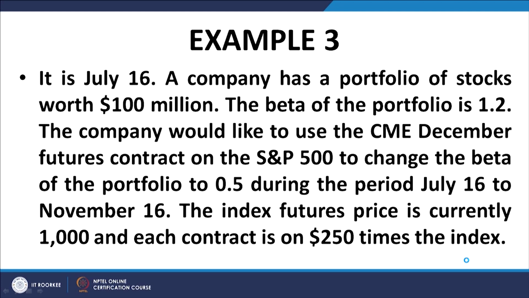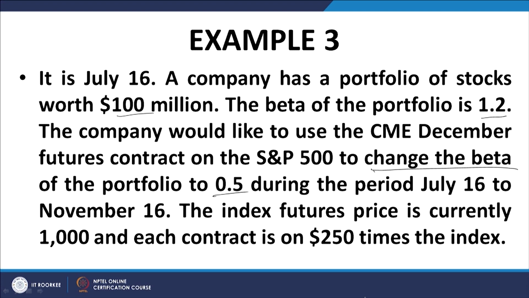Another simple example, it is July 16, a company has a portfolio of stocks worth $100 million. The beta of the portfolio is 1.2. This is the current beta, this is the cash value of the portfolio. The company would like to use CME December futures on S&P 500 to change the beta. This is simply managing of beta and it wants to reduce beta. It is a long position, it wants to reduce beta, so it has to go short.